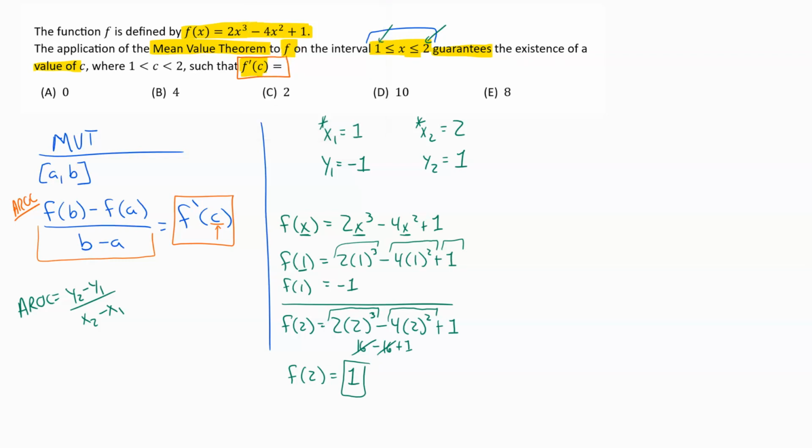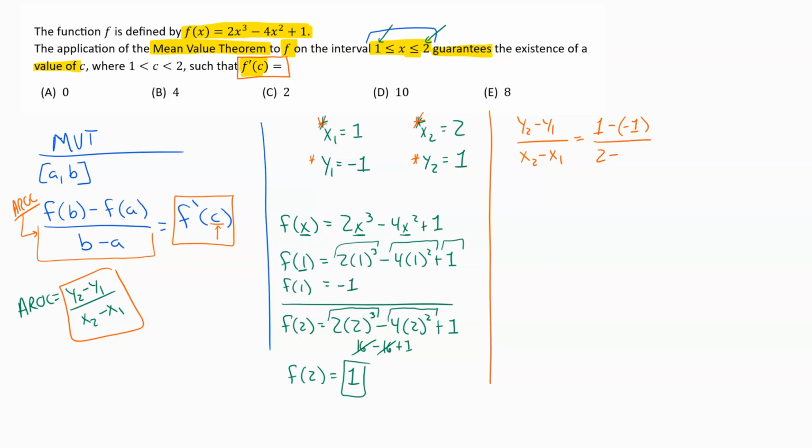Now that I know those two things, I'm just going to plug everything into my average rate of change formula, which is my slope formula. We're just going to do y2 minus y1 over x2 minus x1. So we get y2, which is 1, minus y1, which is negative 1, over x2, which is 2, minus x1, which is 1. So we get 1 plus 1 on the top is 2, over 2 minus 1 is 1. And so out of there, we're going to get that that is equal to 2.